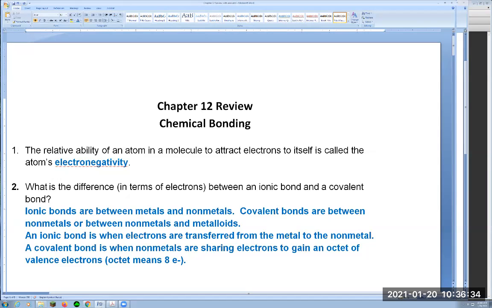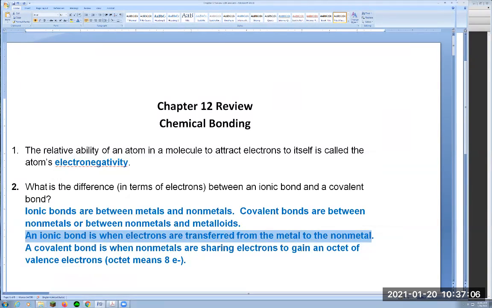And so the difference between these two types of bond is that an ionic bond is when electrons are transferred from the metal to the non-metal. So there is a complete transfer. The electron is gone from the metal, and now it's the non-metal that has it. And that's typical of an ionic bond, because then the metal will become a cation and the non-metal will become an anion. And that's how they are attracted.